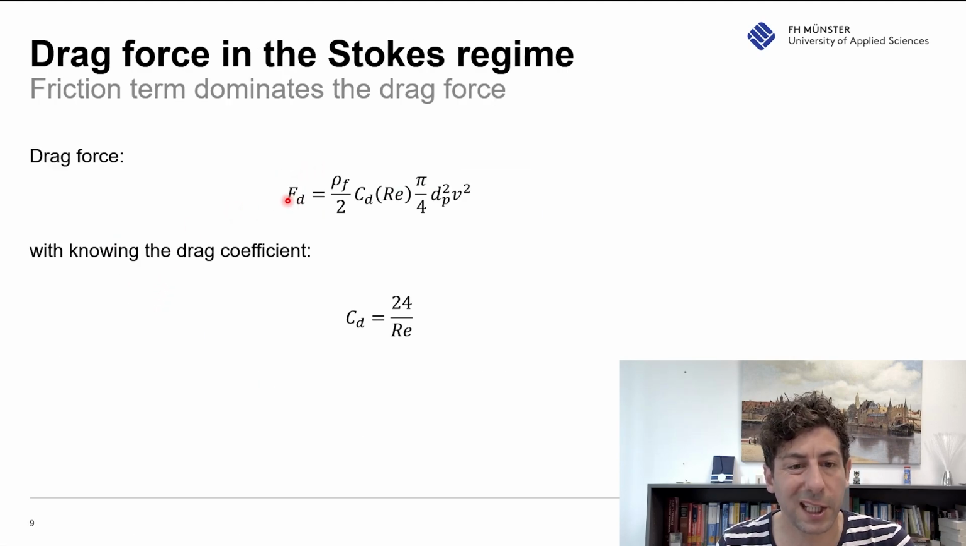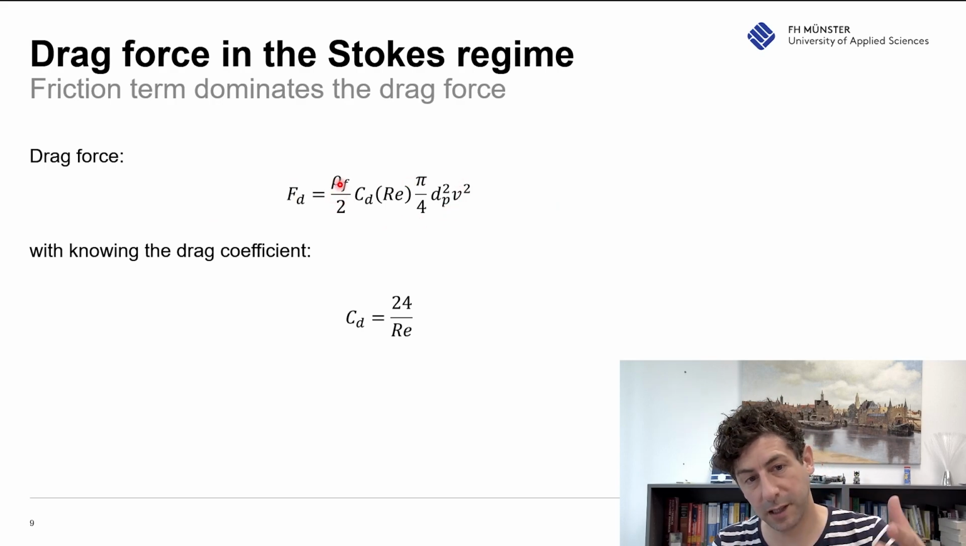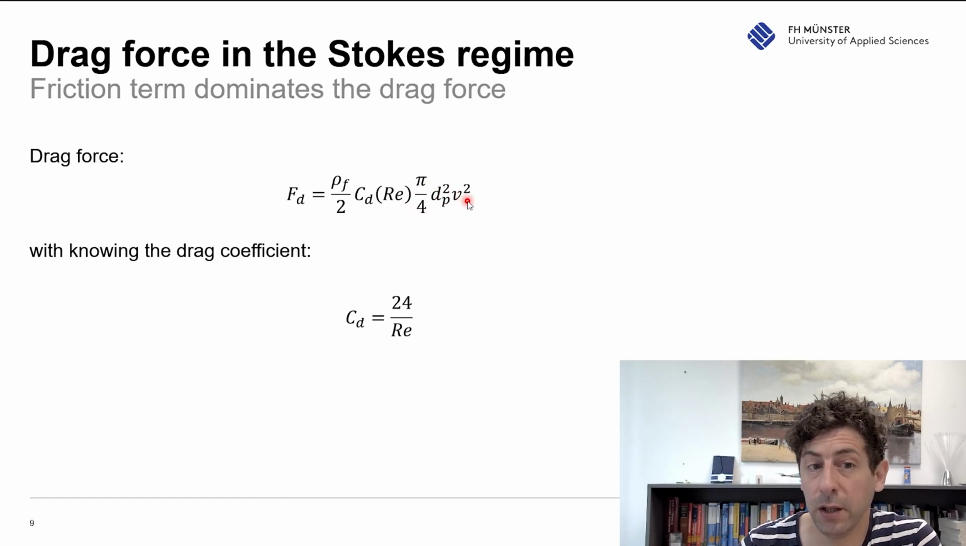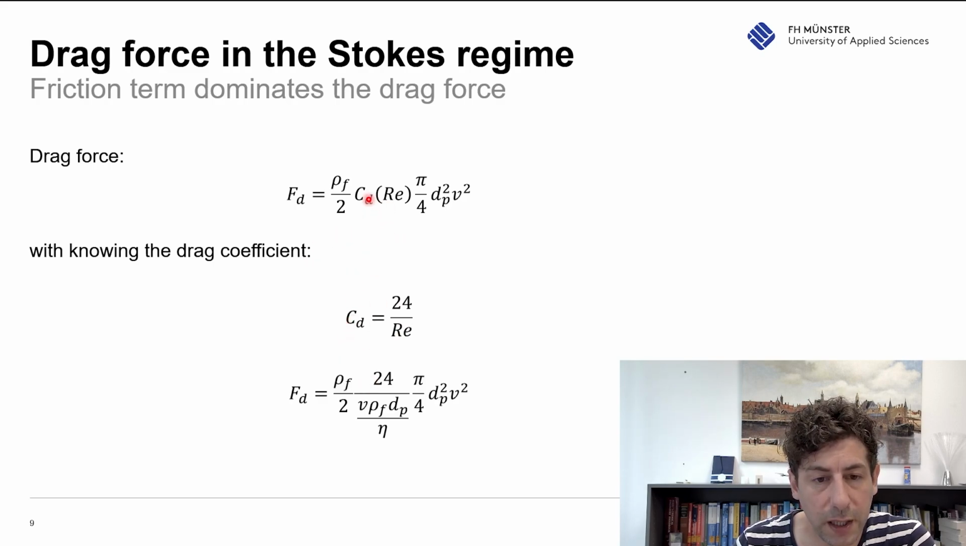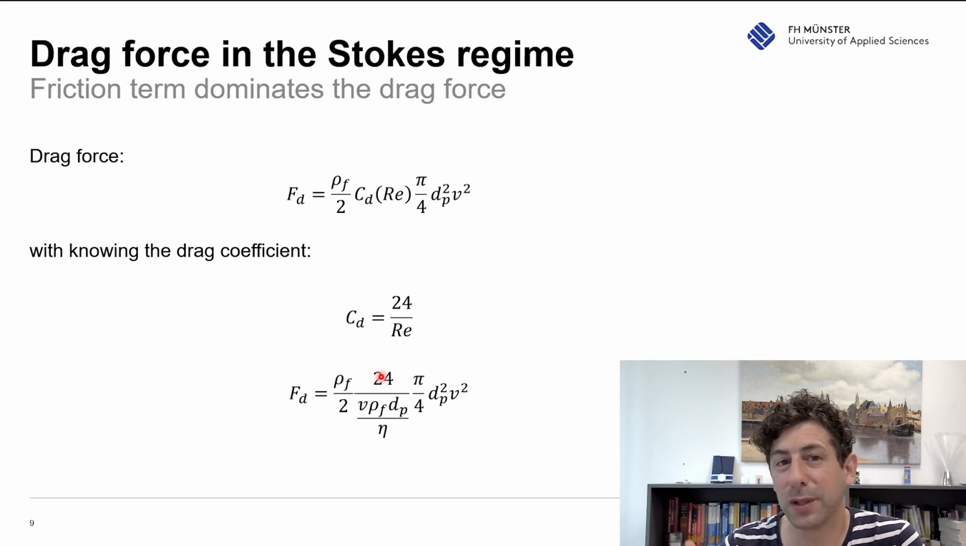And now we can take a look again at the drag force, and the drag force is density divided by 2, CD as a function of Reynolds, then we have the cross-sectional area and we have the velocity squared. And now we said if the Reynolds number is smaller than 1, then we can put 24 divided by Reynolds in here. And if we put this in here, we just can rearrange the equation. So now we have 24 divided by Reynolds, and Reynolds is velocity times density times particle size divided by viscosity.